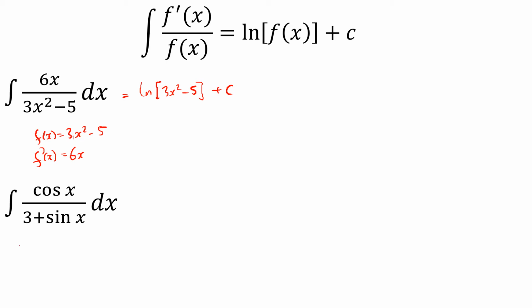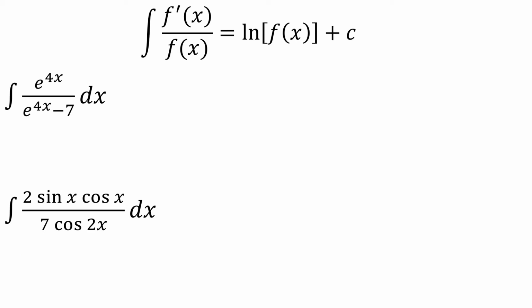Well, again, we'll consider the bottom of the fraction to be f(x), 3 plus sine x. Then we'll differentiate it. 3 goes away, sine x goes to cos x. Remember, we're talking differentiation here. And that works out exactly because the top of our fraction is f dash x and the bottom is f(x). So that's going to be ln of 3 plus sine x plus c.